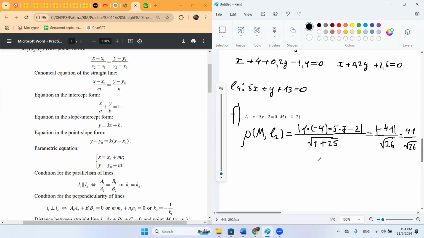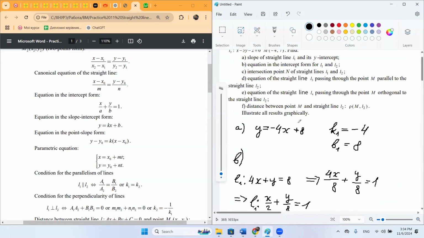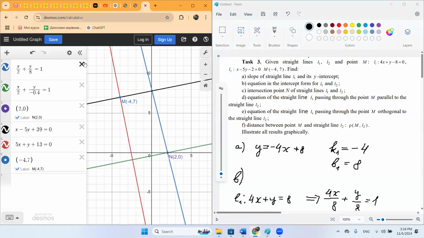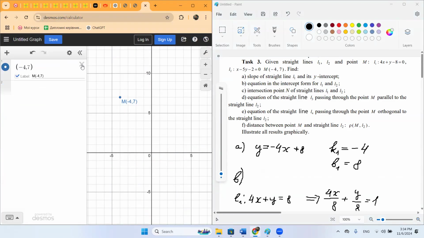Questions about this part? No questions. Okay, moving next. The next task is to illustrate all results graphically. So let's draw graphics. Yeah, we will redraw them again.